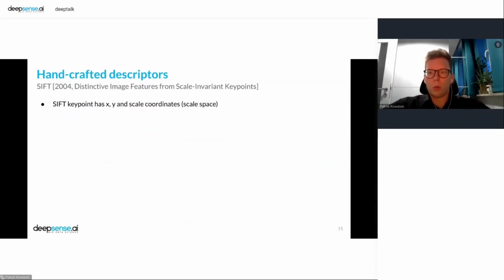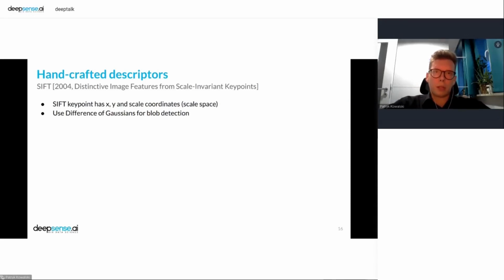Okay, so we know what it is, we know what it can be used for, but how to do it? The most well-known algorithm for that is SIFT, which was described in a paper in 2004, even though it was first used around 1999 by its author, and it's not machine learning related at all. To perform SIFT, you need to find key points. The key points have x and y coordinates in an image, and they do have a scale.